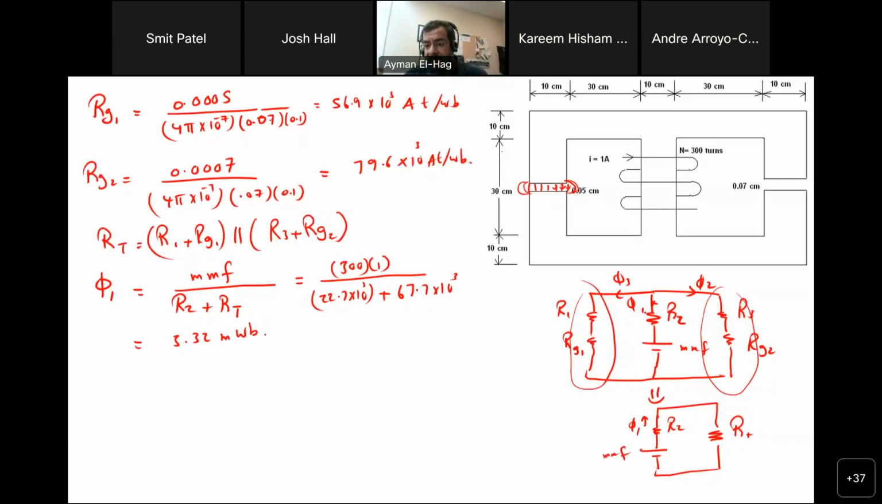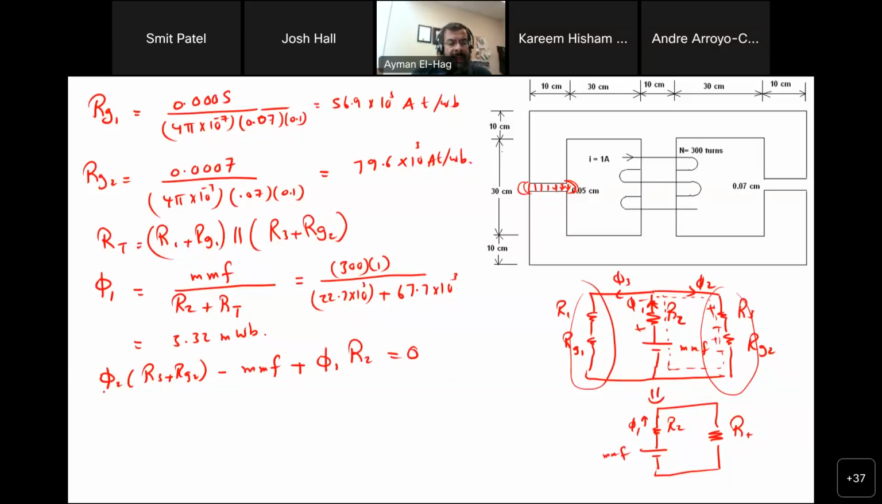Now I found phi 1 here. I want to find phi 2 and phi 3. Now it's up to you. You can use current division. You can use KVL as well. So if I take a loop here to find phi 2, apply KVL here. So phi 2, which I don't know, times reluctance 3 plus Rg2, minus MMF. This is plus, minus, passive convention. This is plus, minus, plus, minus. When the flux enters, it starts with a positive. So plus phi 1, which I already know, times reluctance 2, which I already know, is equal to 0.